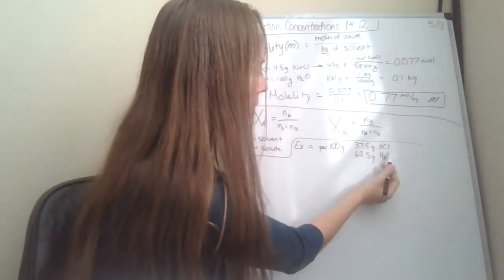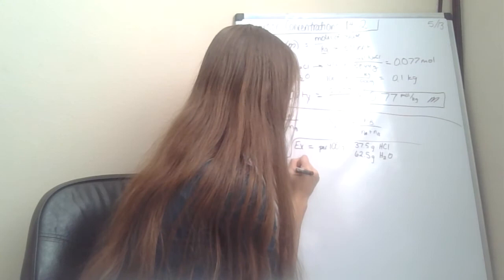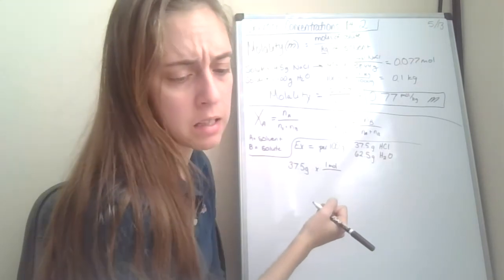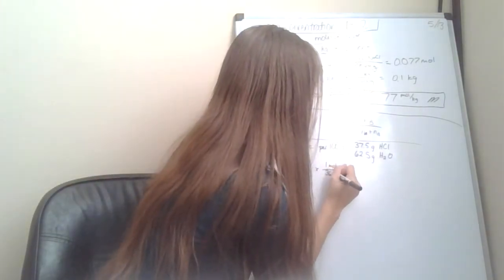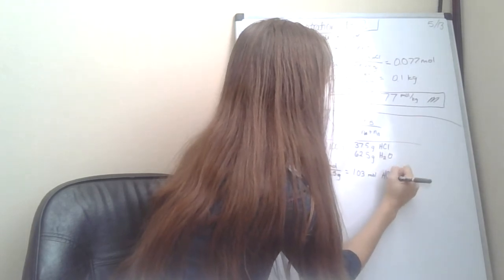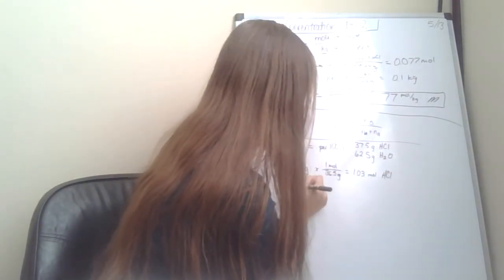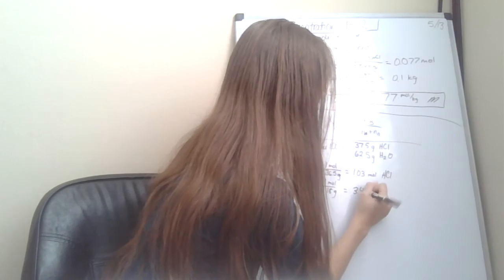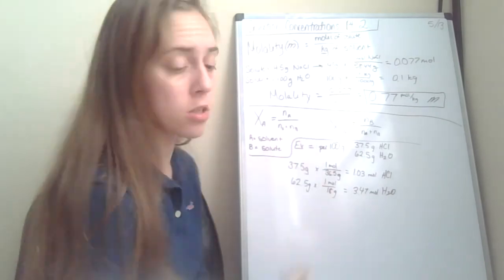So if you add up hydrogen and chlorine, 37.5 grams times 1 mole over the molar mass, which is going to be 36.5, so that should be just over 1.03 moles of HCl. Then for water, we do the same thing: 62.5 grams times, we know that the molar mass of water is 18.01 or something. So that's going to be 3.47 moles. Now we have all the molar calculations that we need, so we can just plug them in.